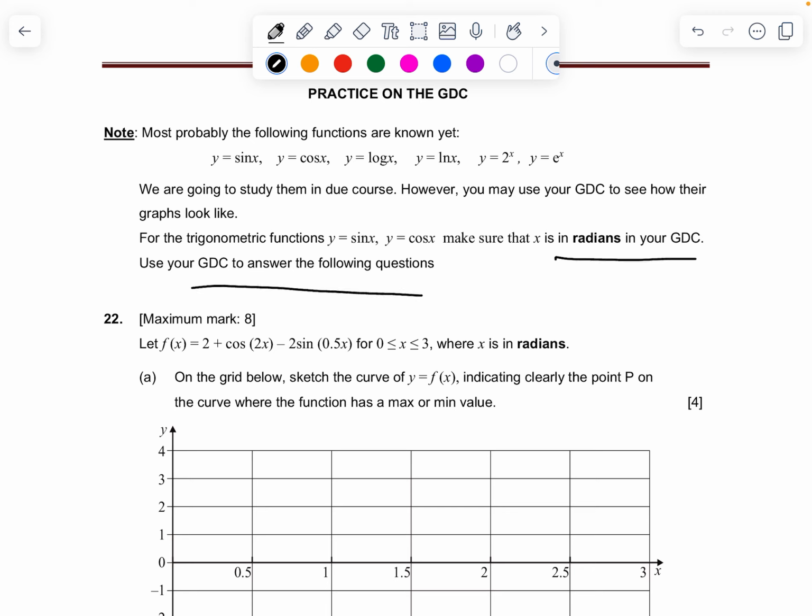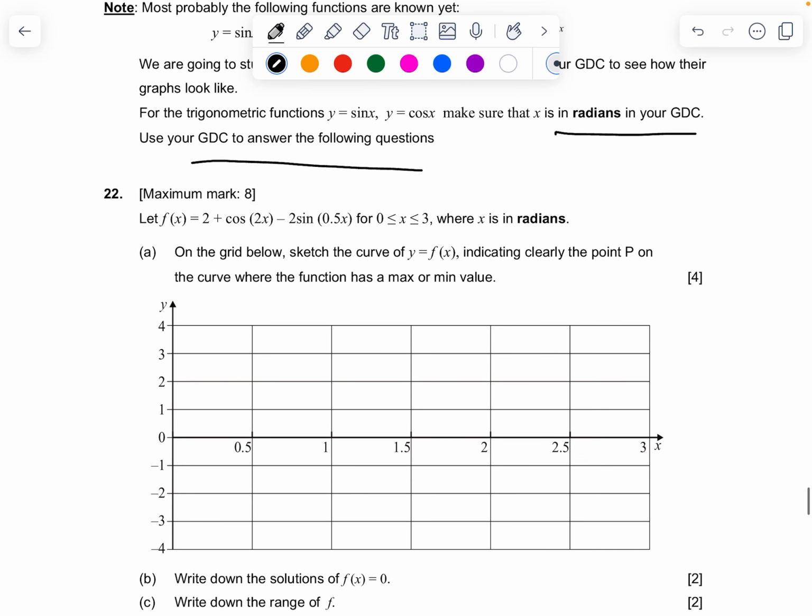Use GDC to answer the following questions. Maximum mark, 6 marks. On the grid below, sketch the graph, clearly indicating the point P on the curve where the function has maximum or minimum value. So from 3, 1, 1, this point and this point and this point and over here this point.